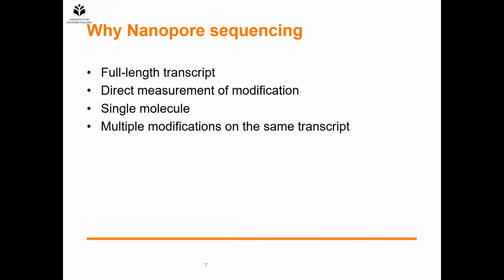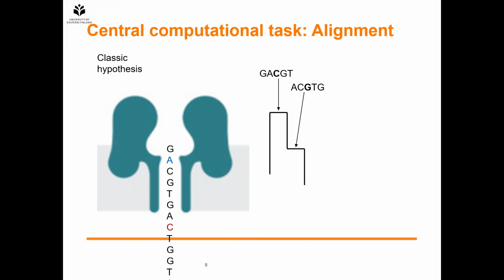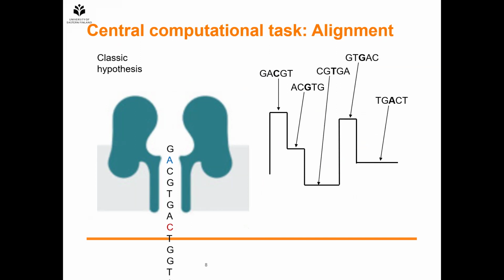Now, how do we actually see the raw signal? This is the basic assumption: we think the RNA goes through the pore in a linear fashion, and when we really check the data, it really looks like that. So basically this means that when we see the data, this will be the first k-mer, second k-mer, third k-mer, and so on, right?